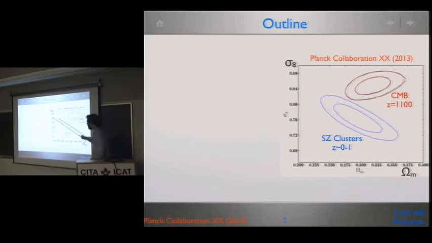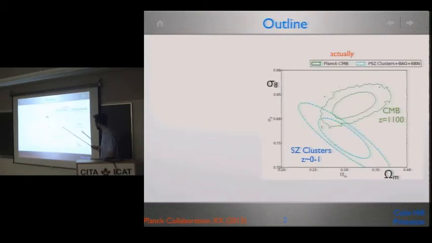Okay, so let me just start with this figure from the Planck SZ cluster cosmology paper. So this is a two-dimensional parameter space, sigma 8, which is the amplitude of fluctuations, and omega matter. The takeaway here is that the SZ clusters give you a much lower value in this parameter space of the amplitude of fluctuations and the matter density than what is inferred from the primordial CMB analysis. So the red contours are the Planck primordial CMB results, or at least they were the results that the people who wrote this paper thought were correct.